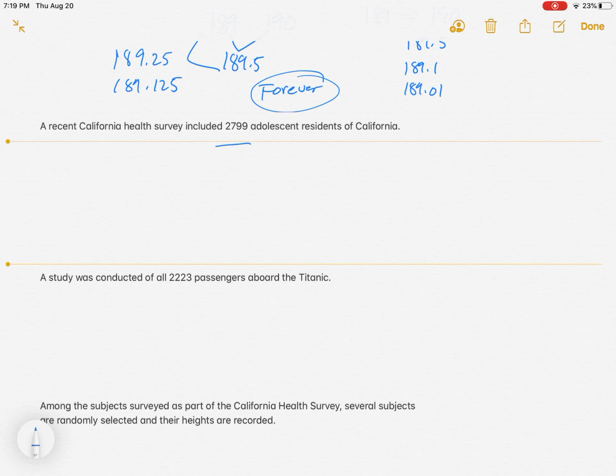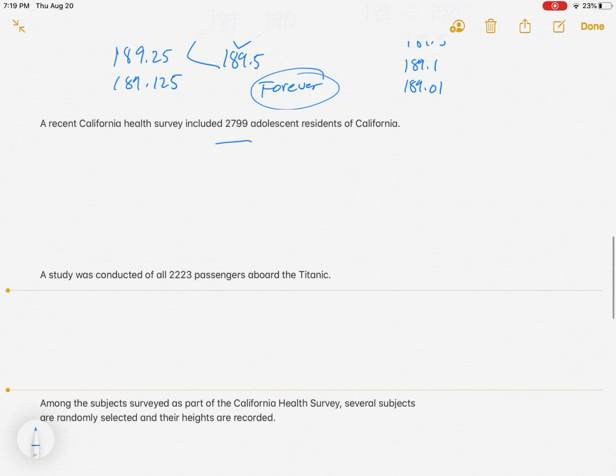Well, there's way more than 2,799 adolescents in California. So that must be a sample of them. So this is a statistic.